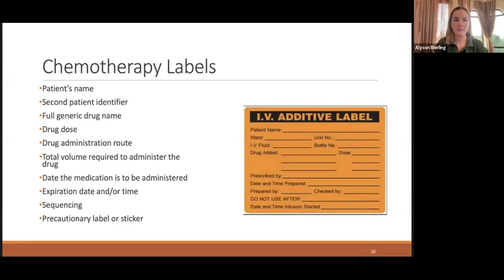And then, I should have put a photo of this on the slide, but we should have a precautionary label or sticker. So something in red or yellow that says that there's a hazardous drug or chemotherapy in that bag.